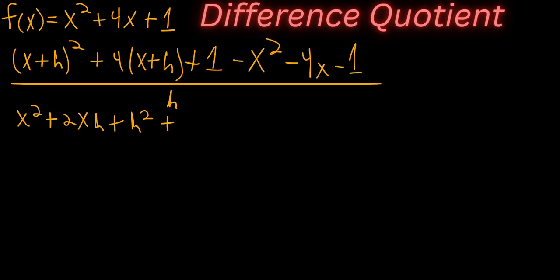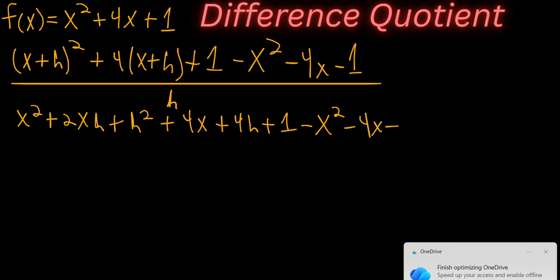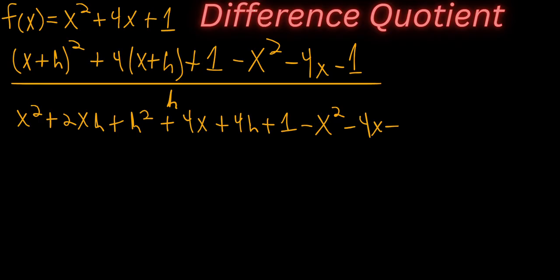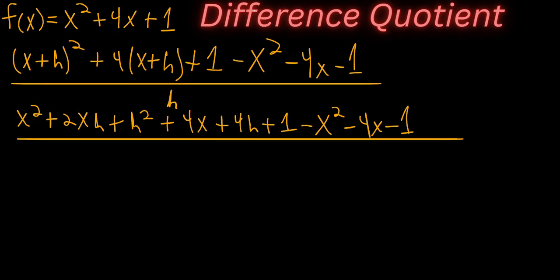Okay, and then we distribute our 4 onto 4x, so 4x plus 4h, plus 1 minus x squared minus 4x minus 1. And that is a mouthful. Okay, and all of that big long equation is divided by h.